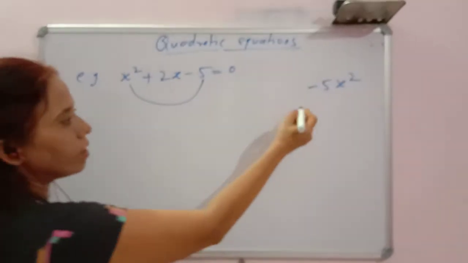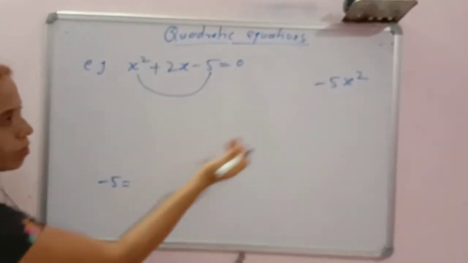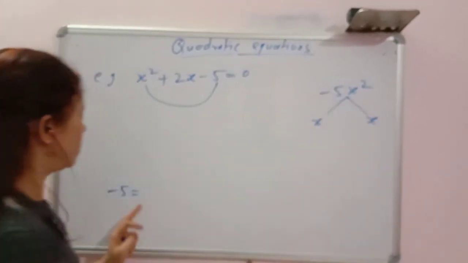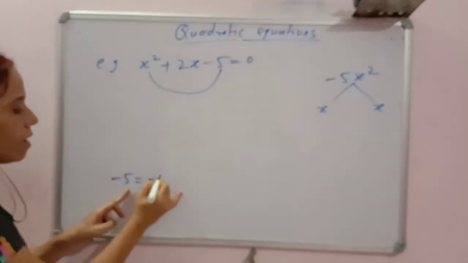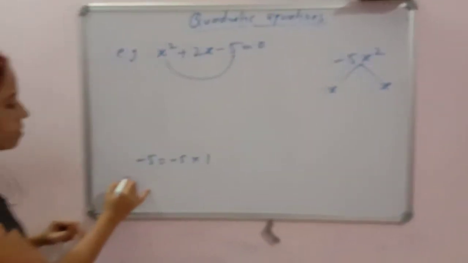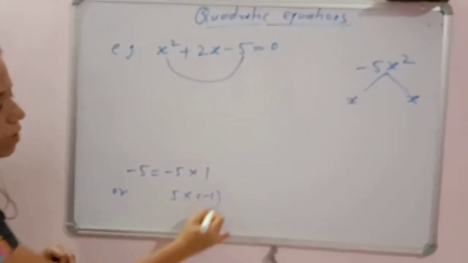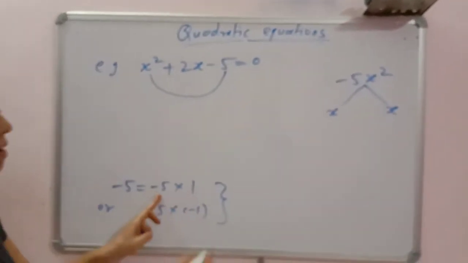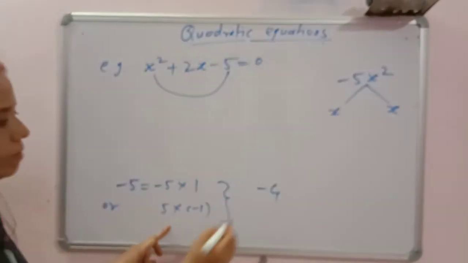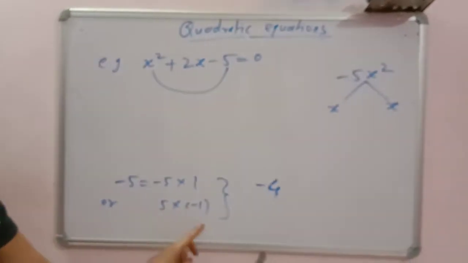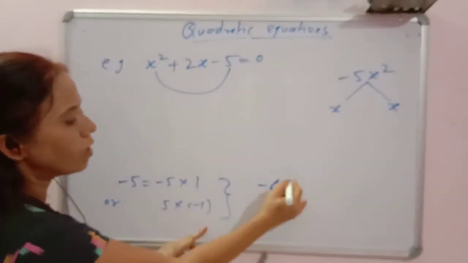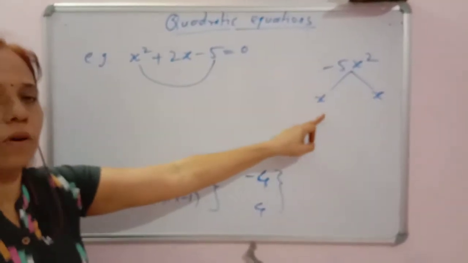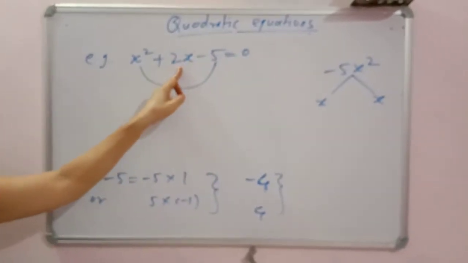Now here, what are the factors of negative 5? Because the factors of x square are x and x. And the factors of negative 5 are negative 5 multiplied by 1, or 5 multiplied by negative 1. In this case the sum of these two terms is negative 4, and in this case 5 plus negative 1, that is 4. So in no case the sum is plus 2 here.